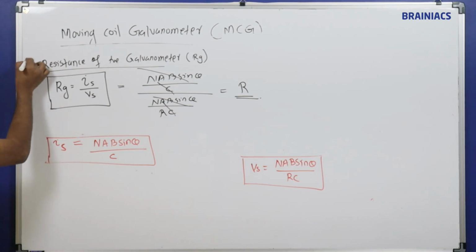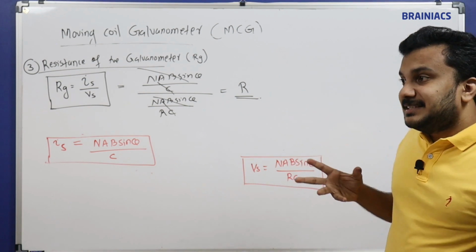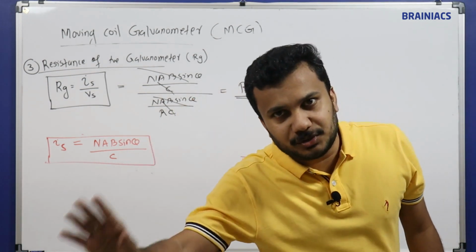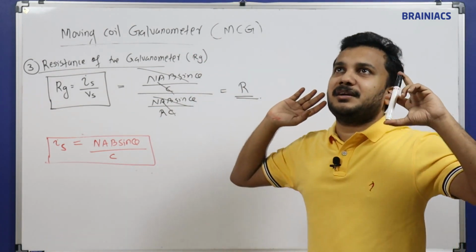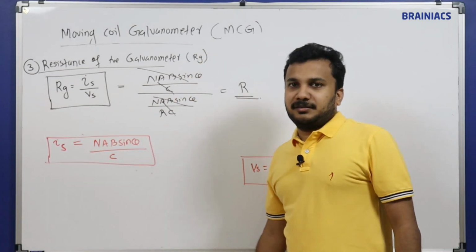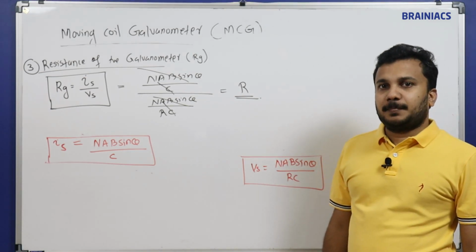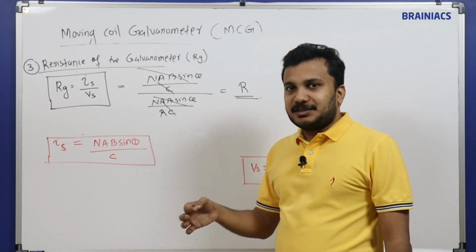The third one: resistance of the galvanometer R G is equal to current sensitivity by voltage sensitivity. V is equal to IR, equation 3. But current sensitivity is not equal to current, and voltage sensitivity is not equal to voltage. So don't say resistance is voltage sensitivity by current sensitivity, that is a minus 1 mark in the NEET examination. Resistance of the galvanometer is equal to current sensitivity by voltage sensitivity.